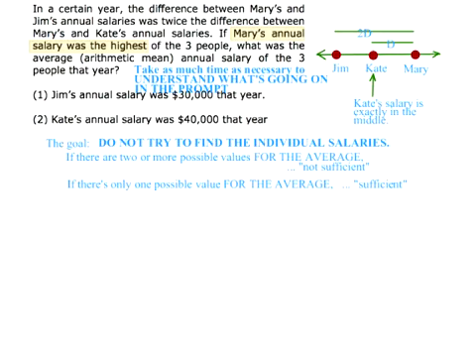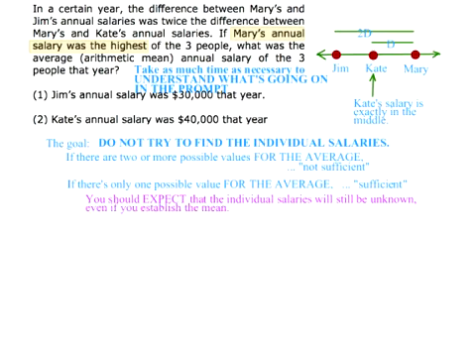And once you kind of know how these guys roll, it's going to become pretty predictable. You should expect that the individual salaries will still be unknown, even if you establish the mean. Because that's how these problems work. These problems have a focus.